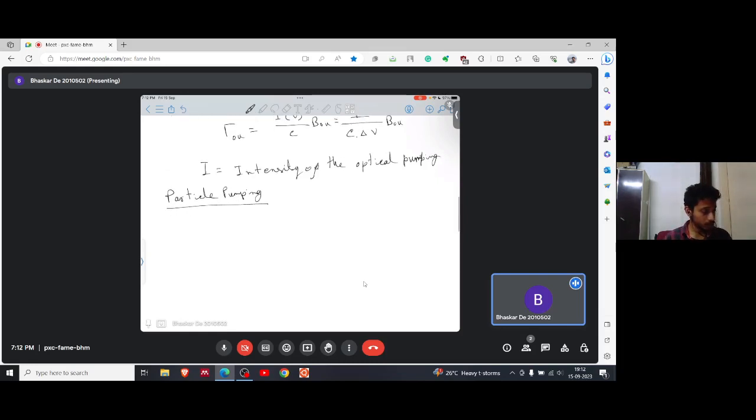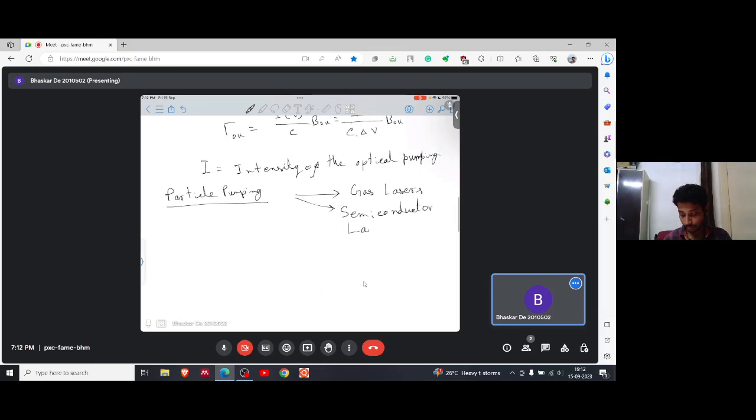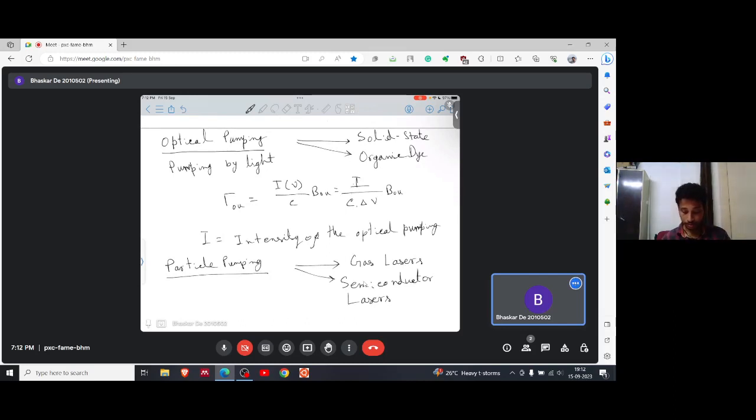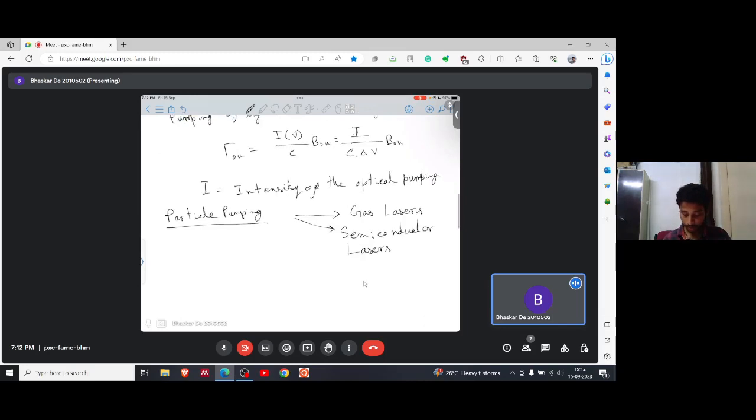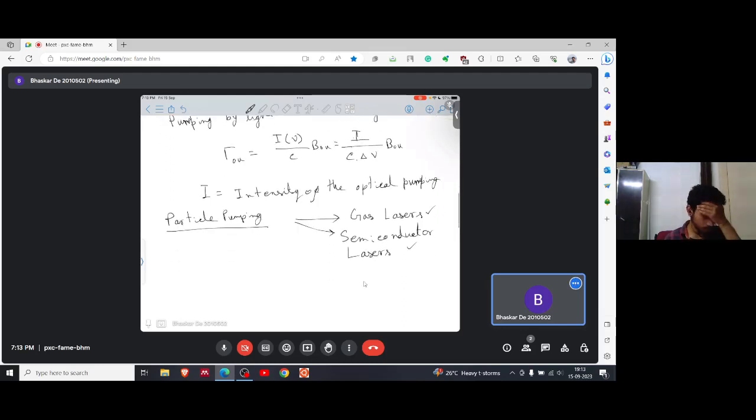Particle pumping is generally used for gas lasers and semiconductor lasers. So optical pumping is used for solid state laser and organic dye laser, and the particle pumping is used for gas laser and semiconductor laser. So these are the different categories of lasers.